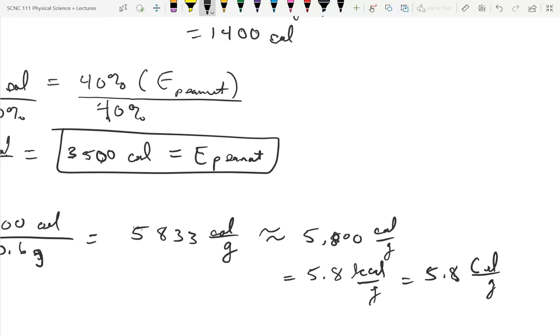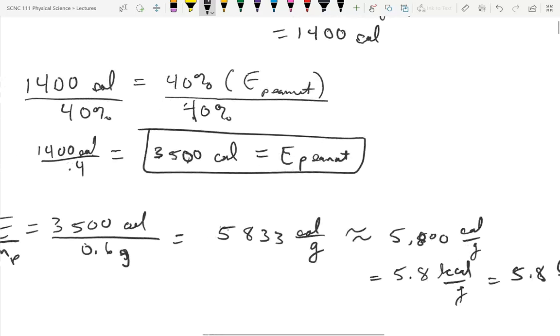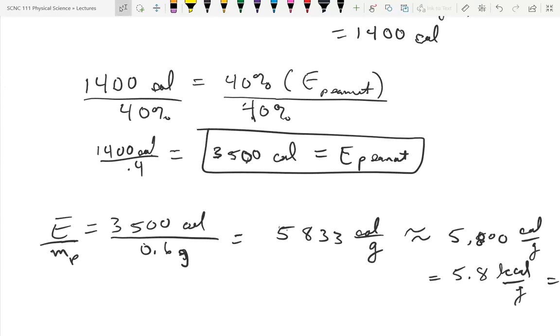So why is it that in the units above, when you divided it by the 40%, you didn't put per gram at the bottom? Right, because that was 40%. There are no units in the percent.